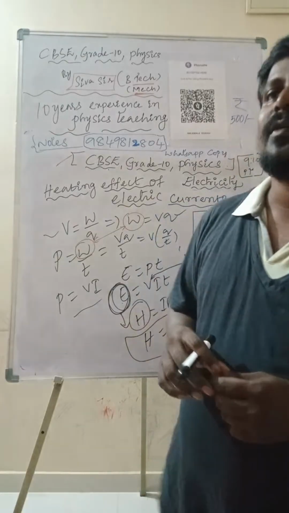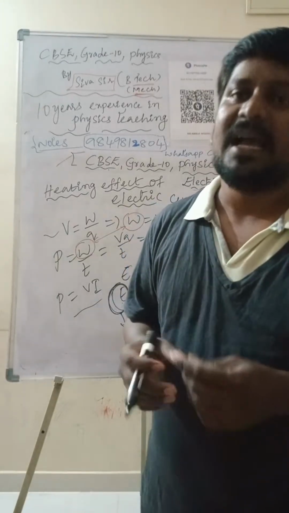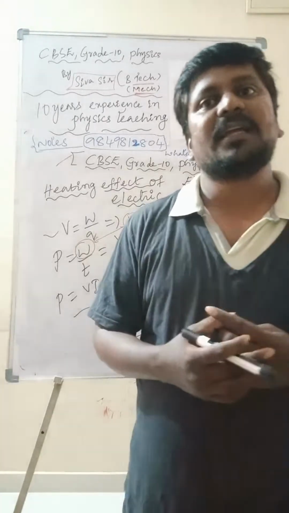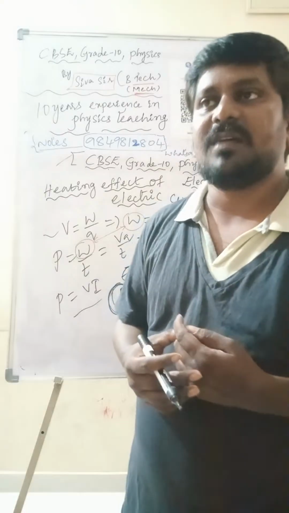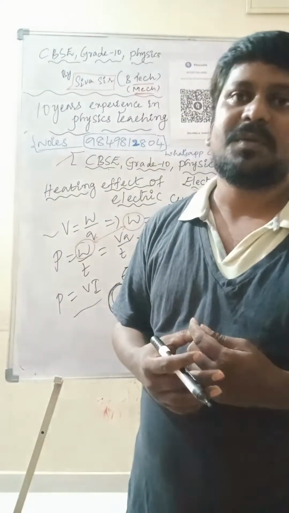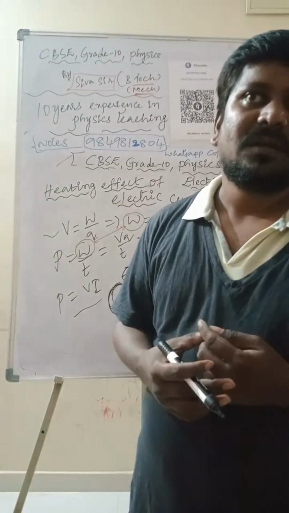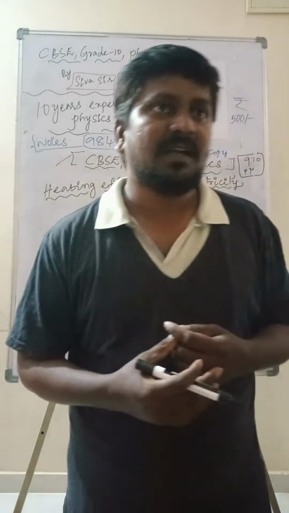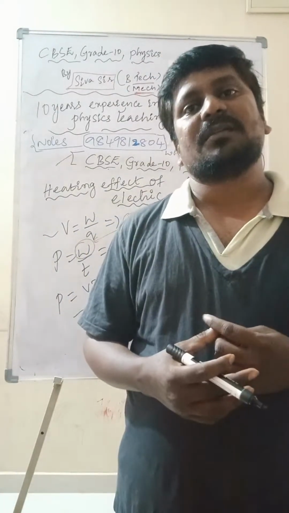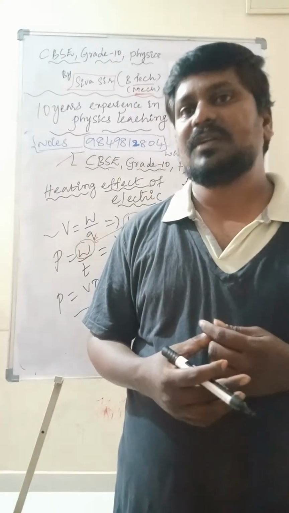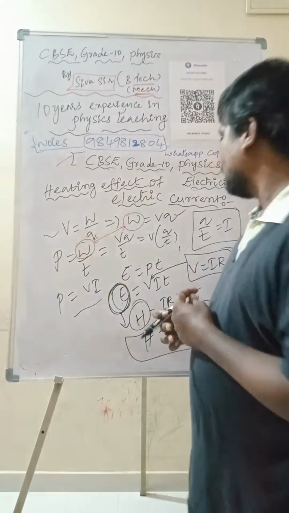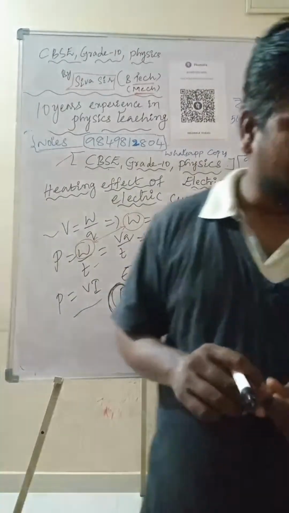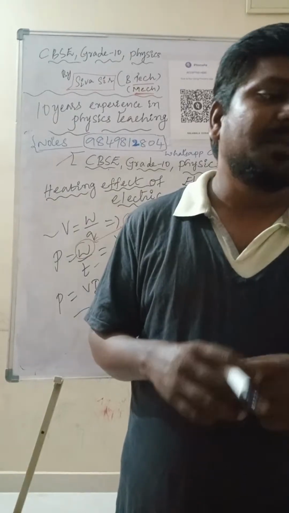Okay, so H equal to I square RT. Heat produced in the conductor is directly proportional to the square of current, directly proportional to resistance, and directly proportional to time. So T is the time, right? Yes, T is the time. So this is about heat produced in the conductor.